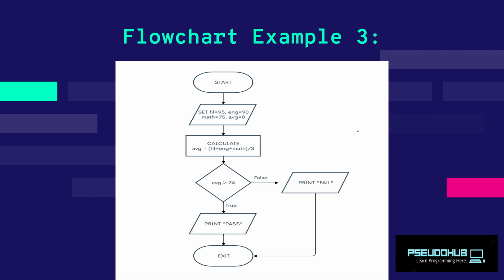Okay, so this one is based pa rin sa problem nga katong nag-solve og grade or average grade. So you'll have set equals, 95, 90 for English, 75 for math, and average is equals to 0, and then i-calculate na ang average. And if the average is greater than 74, if true, pass. If false, then print niya ang fail.